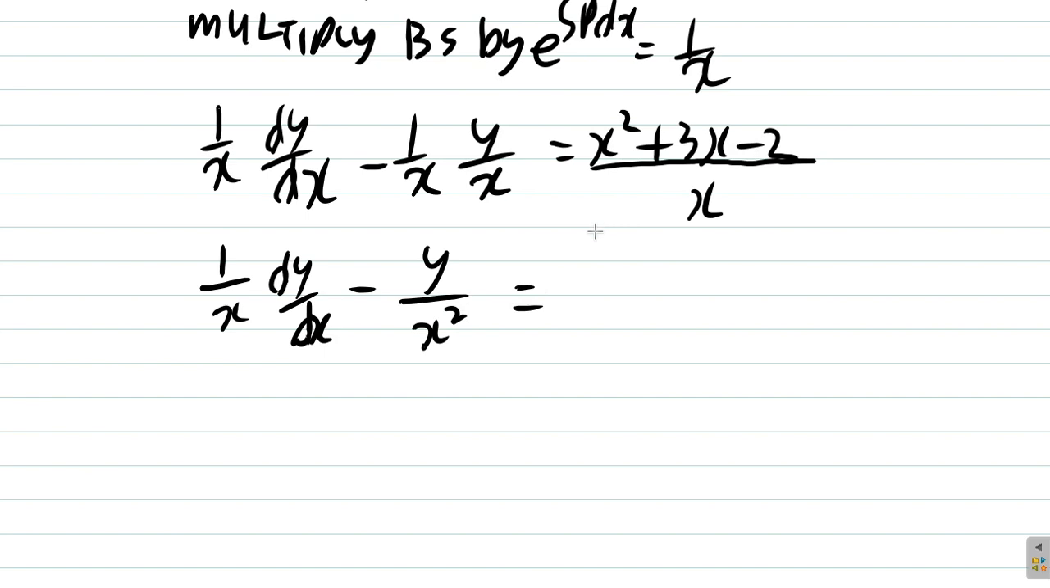Equals, let's divide up now. X squared over x would be x. It's x plus 3x over x is 3 minus 2 over x. So that's what you have there. Right? Now, what is this?